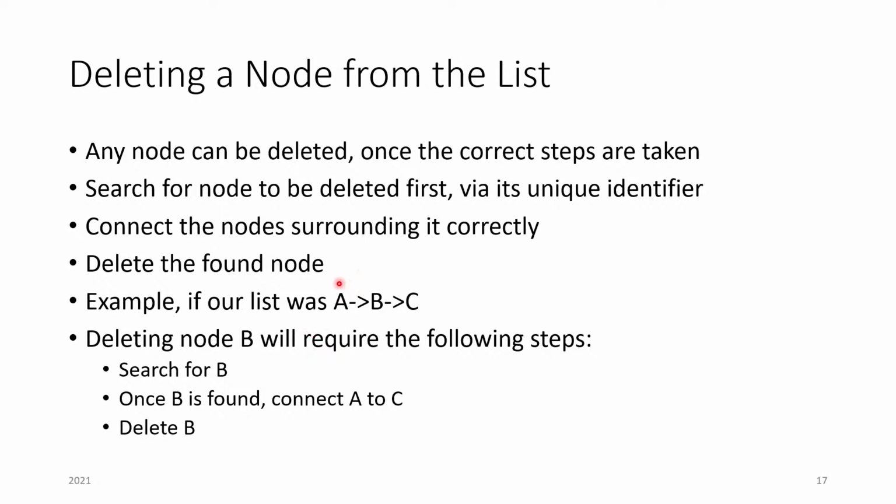So if we had A, B, C here, where A links to B and B links to C, and if we had to delete B, we have to make sure that A now points to C, and then once this B node is isolated, we can then safely delete B as a result, maintaining the order of our linked list.